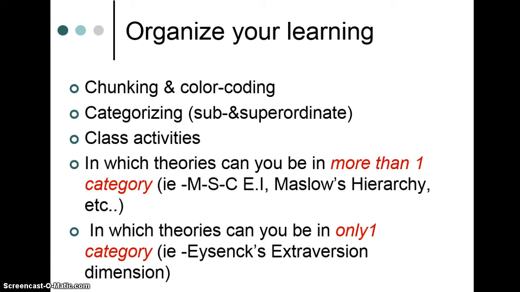If I look at Eysenck's idea of extroversion and introversion, I can be in the middle, but I can't be both an extrovert and an introvert. I can't be both stable and unstable. It's a continuum, so it's going to put me in one of those places.